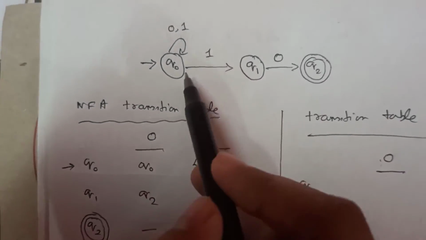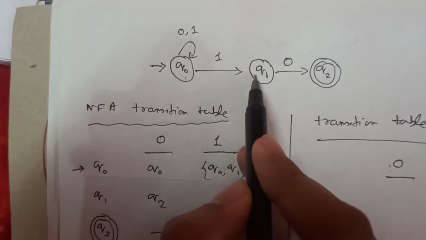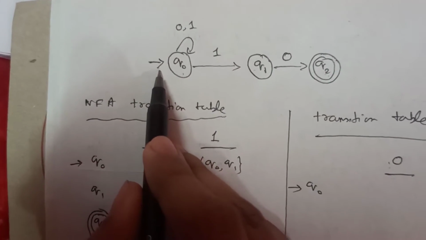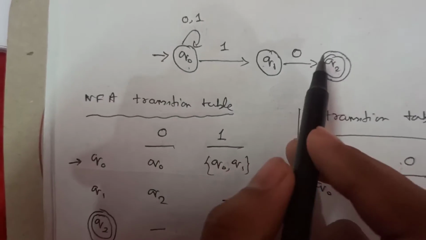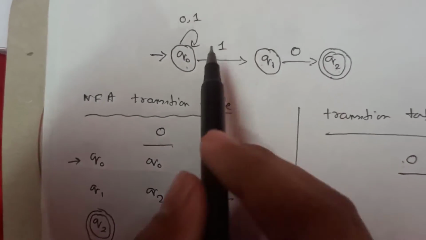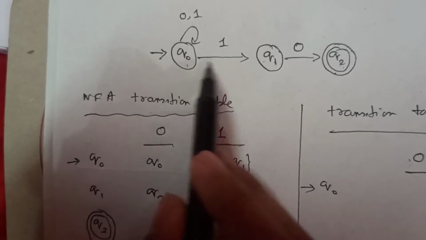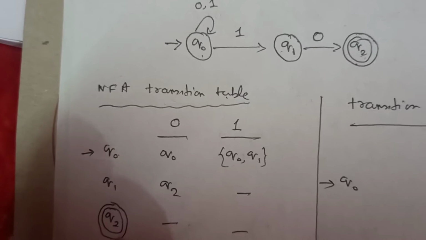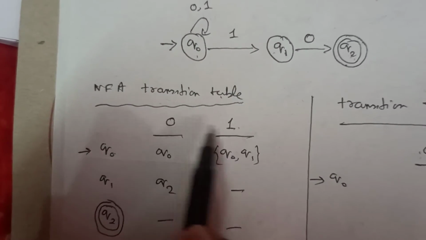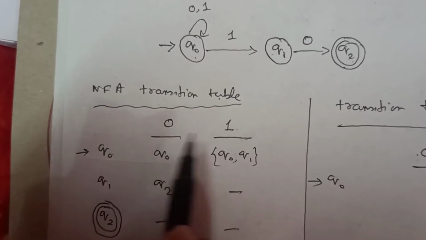So here we can see there are three states, Q0, Q1 and Q2. Q0 is the initial state and Q2 is the final state, and there are two alphabets 1 and 0. So first we will write the transition table for this NFA. So there are three states we have written, Q0 as the initial and Q2 is the final, and two alphabets 0 and 1, two inputs.